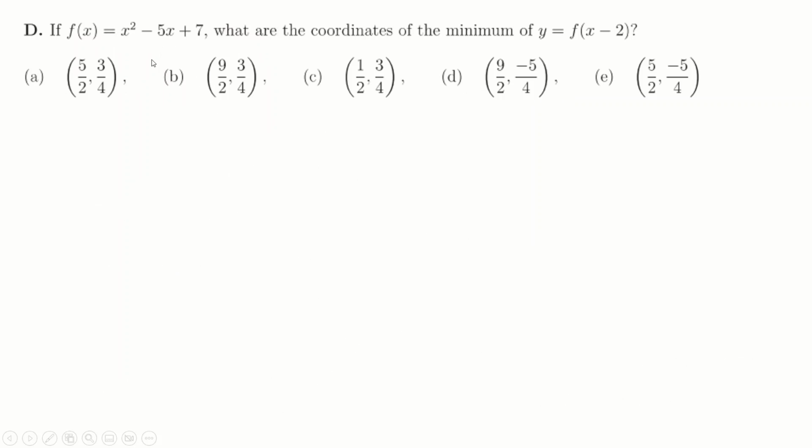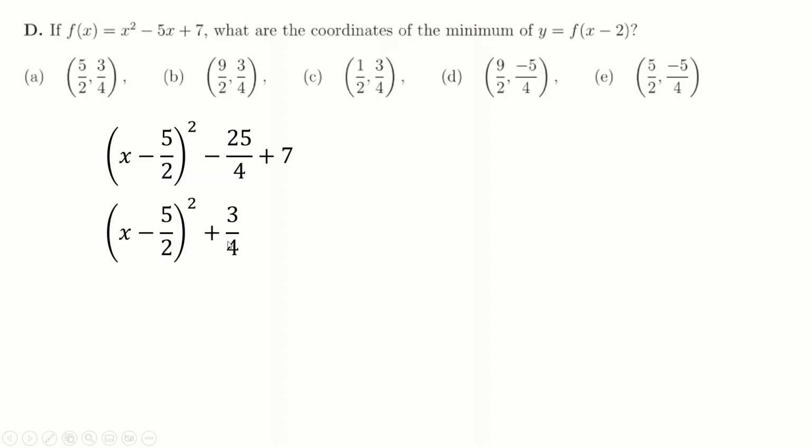Kind of interesting. This one, D, easiest thing on the paper. Not sure why it's D. Not sure why it's even here, to be honest, let alone the fourth question. Complete the square on that. Very straightforward. This is 28 over 4. So this is going to be 3 over 4 in total. This, therefore, has minimum point 5 over 2, 3/4, just by knowing how completing the square works.